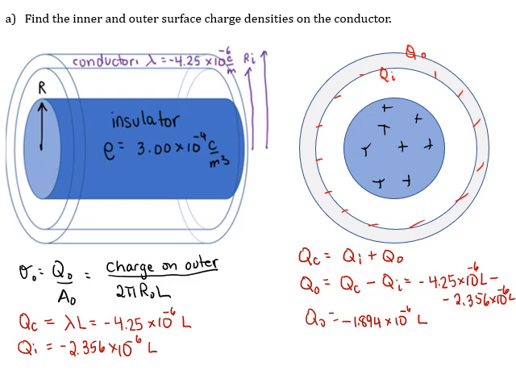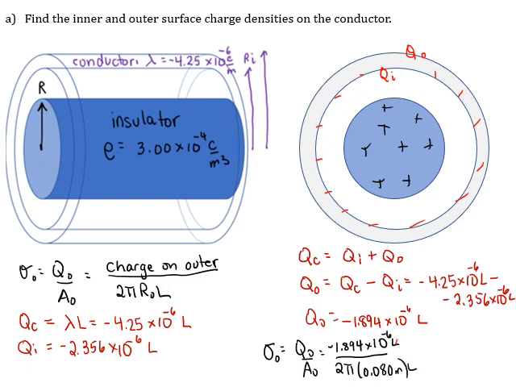To get our charge density now, we just divide that by the area. So sigma for the outer surface is Q_O divided by area O: minus 1.894 times 10 to the minus 6 L divided by 2 pi. The radius of the outside was 8 centimeters.